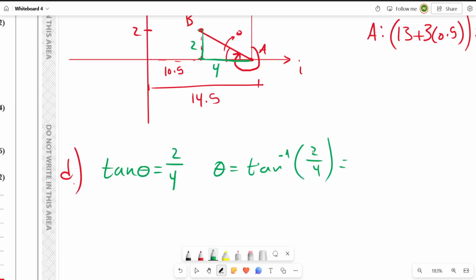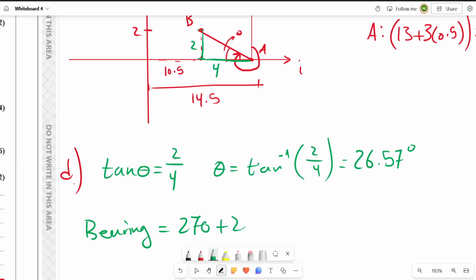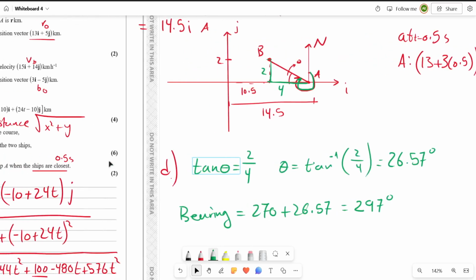This gives an answer of 26.57 degrees. So the bearing equals 270 plus 26.57, which is 296.5. Let me round it to the nearest whole number. Always round to the nearest whole number in bearings. So it's just going to be 297 degrees, and this whole angle is 297. This is my bearing to answer part D.